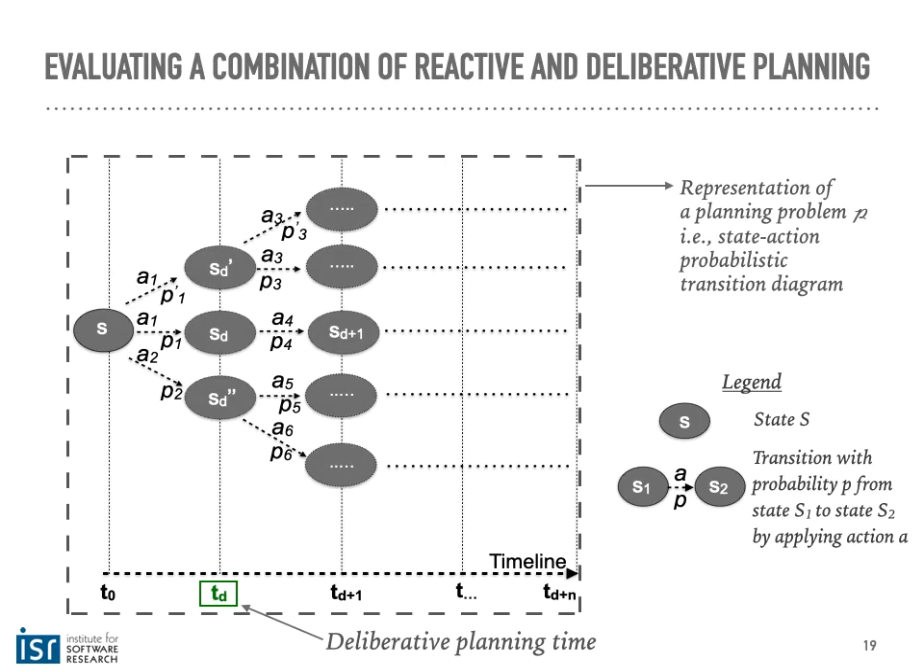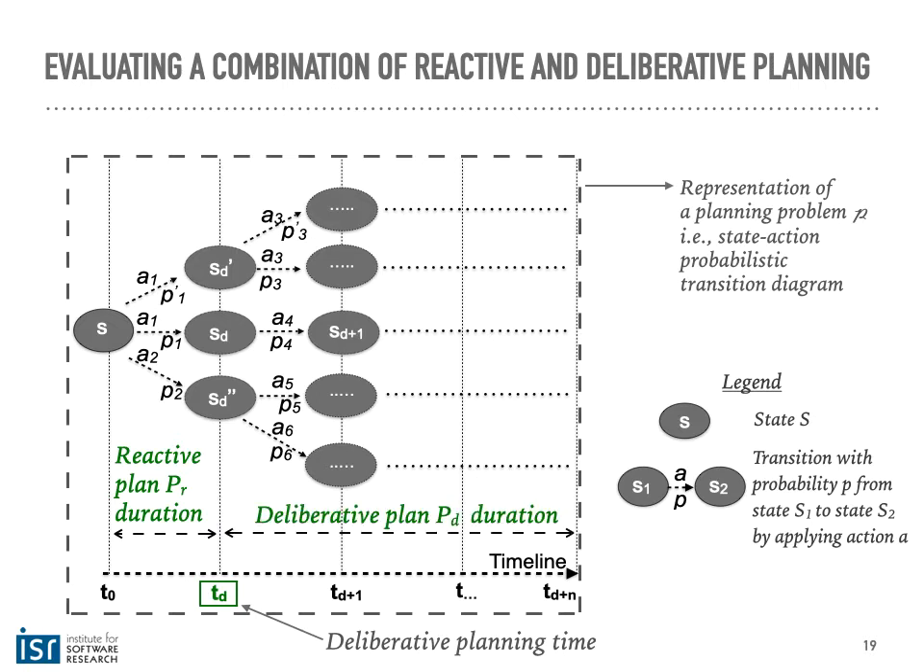For a training planning problem, the evaluation of a reactive planner would look something like this. Suppose this is a state action transition representation of the planning problem with the initial state S. The deliberative planning time for this problem is Td. To evaluate the reactive planner, until time Td, we need to evaluate the performance of the reactive plan PR determined by this reactive planner. And after Td, the deliberative plan is evaluated. This evaluation will inform how the reactive planner will perform in combination with the deliberative planner.